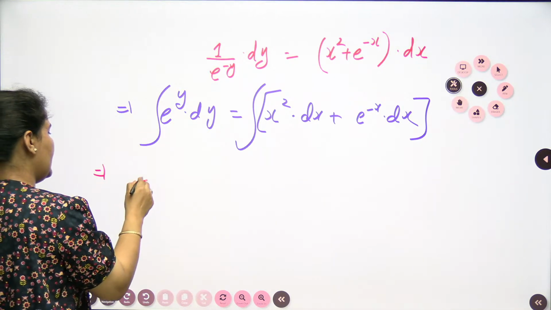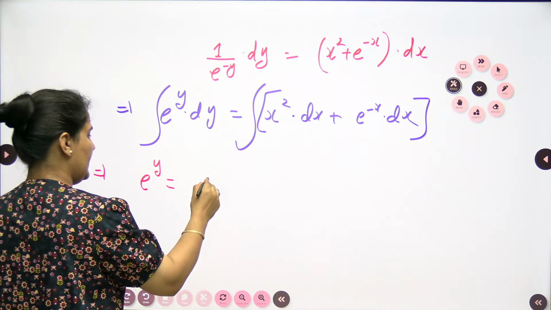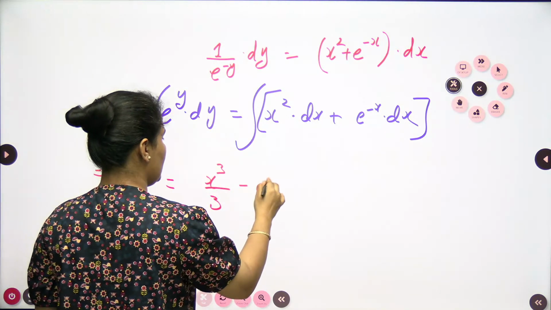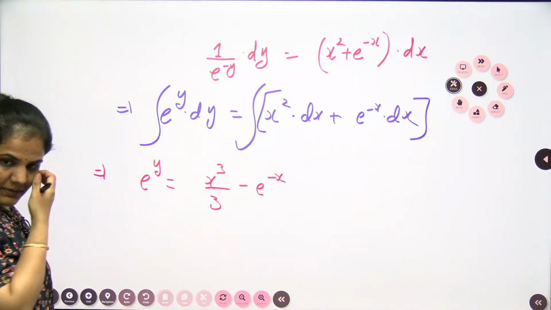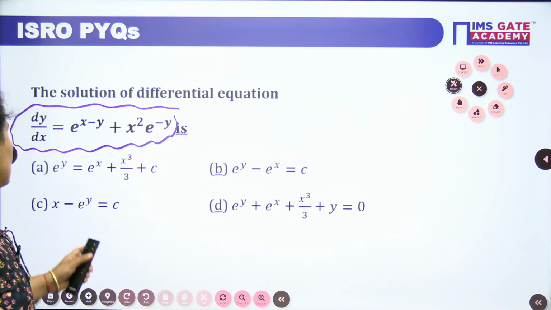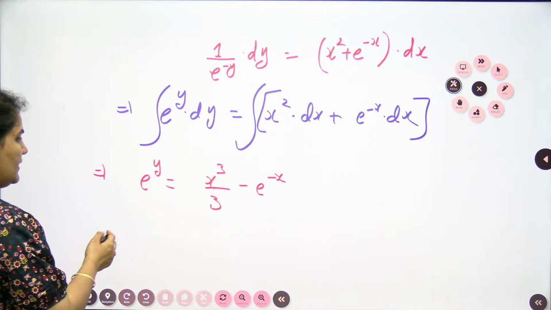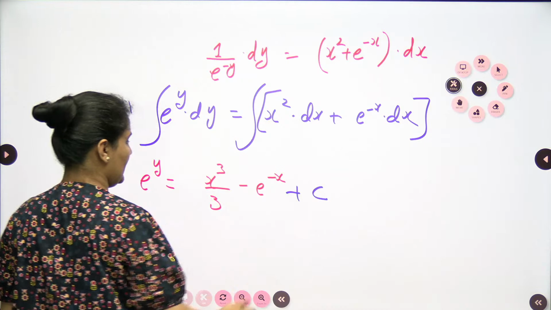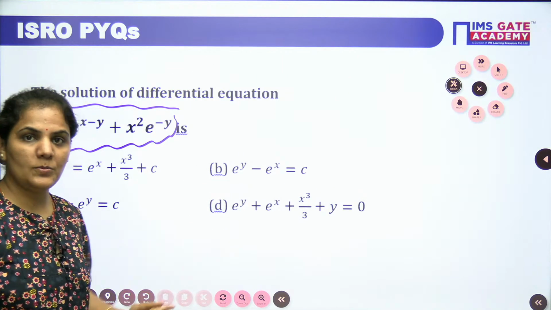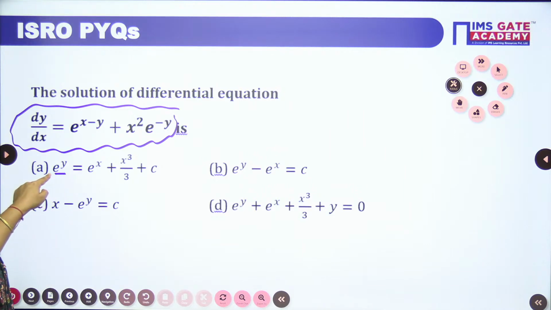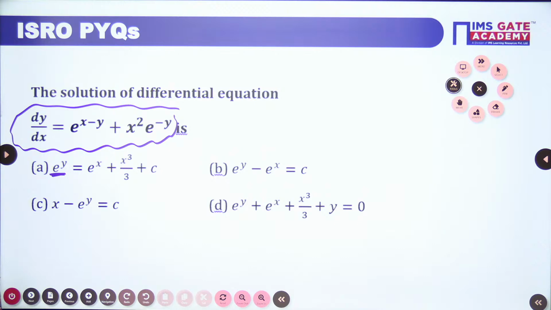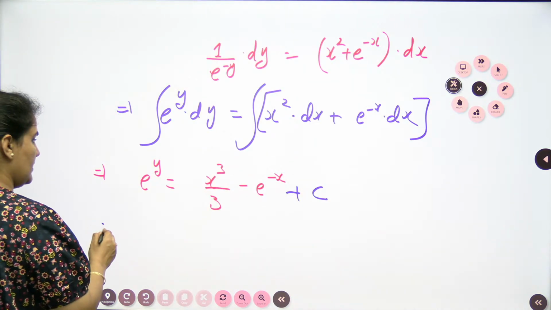So the integration of e power y will be e power y. Integration of x square is x cube by 3. Integration of e power x will be e power x, plus the integration constant. Variable separation, shabash. Now I need to check the options also, in which way the option is asking. I can see it is asking in e to the power y. All the terms are separate here, so I can write down my question here.